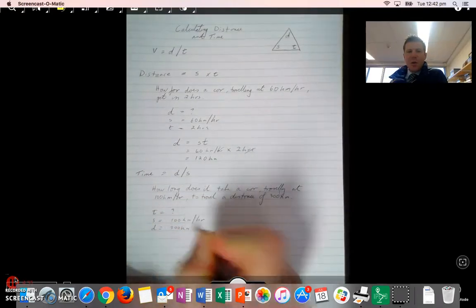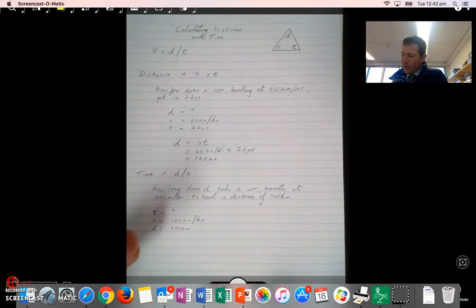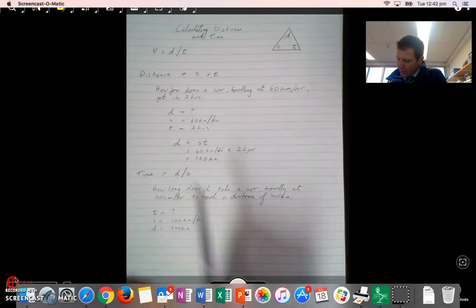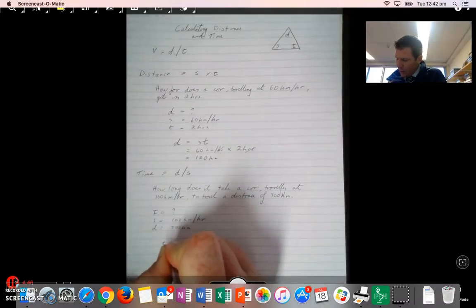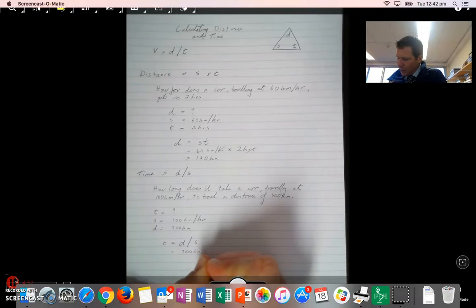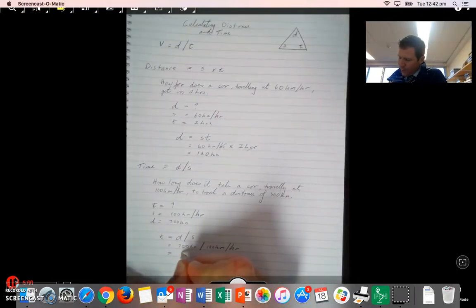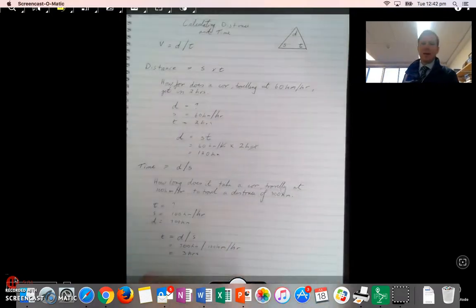Now remember, quite often the most difficult part is identifying our variables. So if you can do that at the start, it makes it very easy. So I know my time equals D over S, which equals 300 kilometers divided by 100 kilometers per hour. 300 divided by 100 equals 3. Okay, so it's going to take me 3 hours to do that.